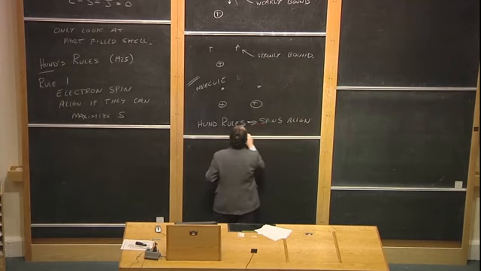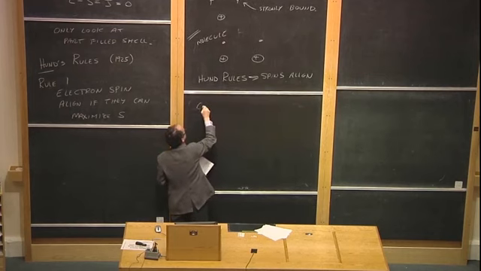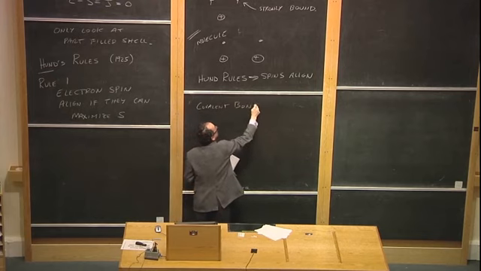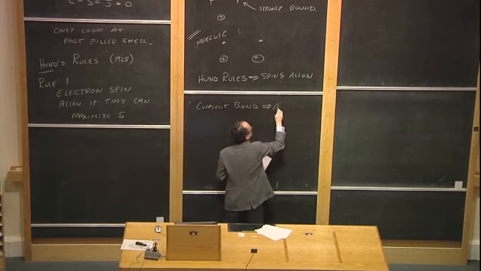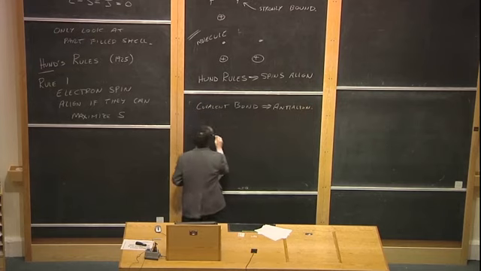But that has to compete with something else. The other thing that it has to compete with is the covalent bonding. Bonding wants anti-aligned. Let's recall what we learned about covalent bonding.